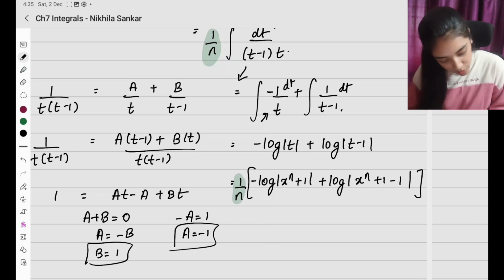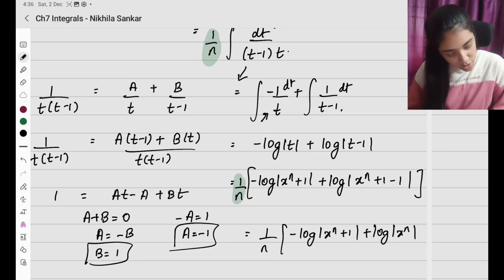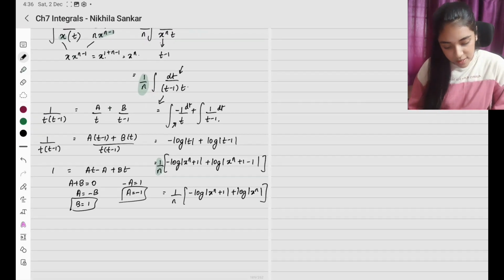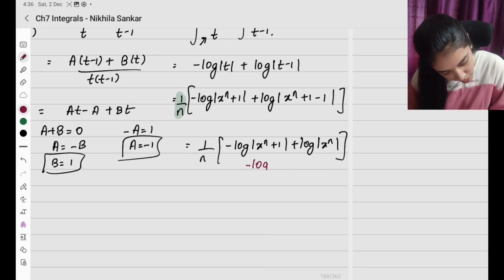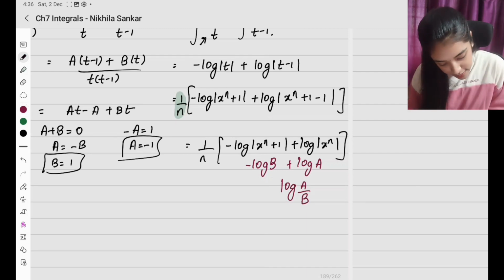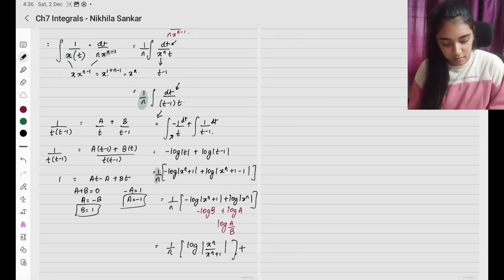So how does my final answer look? 1 by n times minus log mod x power n plus 1 plus log mod x to the n. I can further simplify this. How can I simplify? Log of a minus b. So this is minus log b plus log a. So log a minus log b can be written as log of a divided by b. So this is nothing but 1 by n times log a divided by b. This is my answer, plus c. Always, please copy.